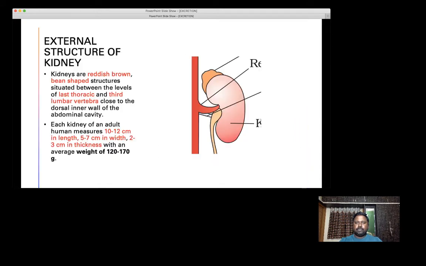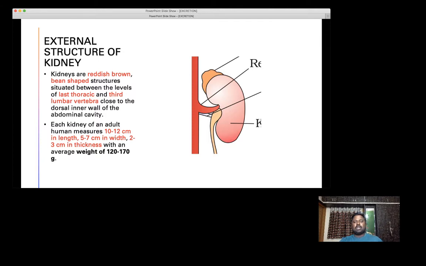Next, we divide it into the external and internal structure of the kidney. The kidney is a reddish brown, bean-shaped structure that is present in the lower level of the last thoracic cavity. Thoracic cavity means the region above the abdominal cavity.